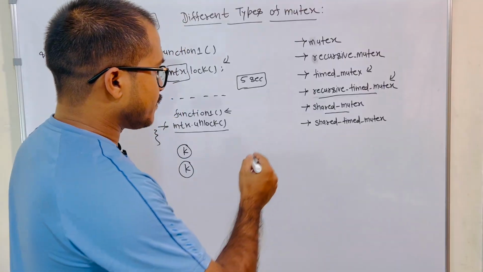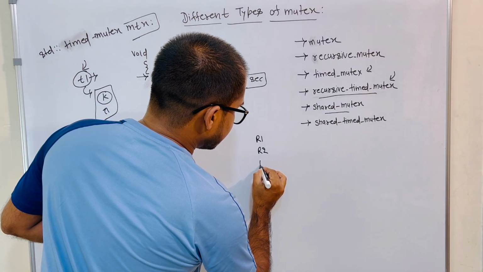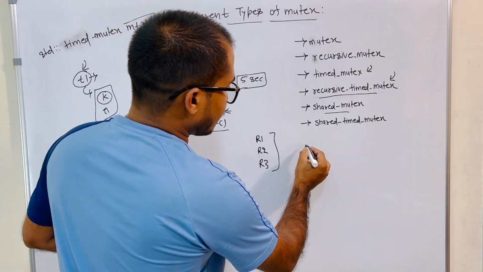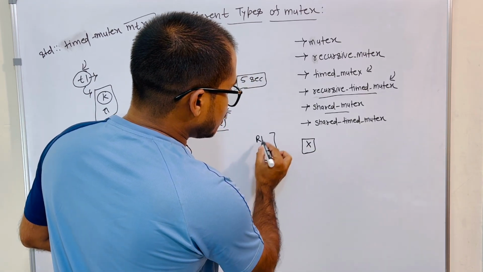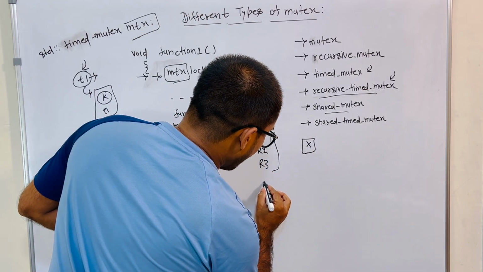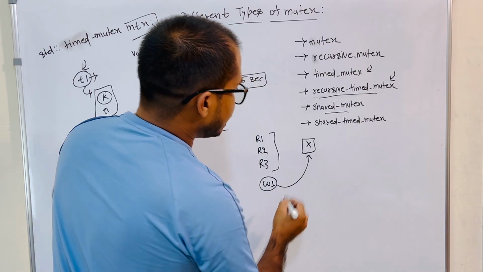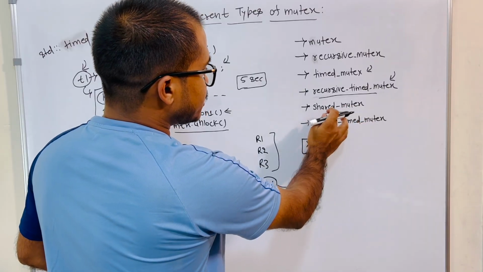For example, let's say there is reader 1, reader 2, and reader 3, and all these readers are trying to access some value, let's say x. Then all these readers should be able to read the value, but only a single writer should be able to update the value of this particular field x. So in that kind of situation, we use shared mutex.